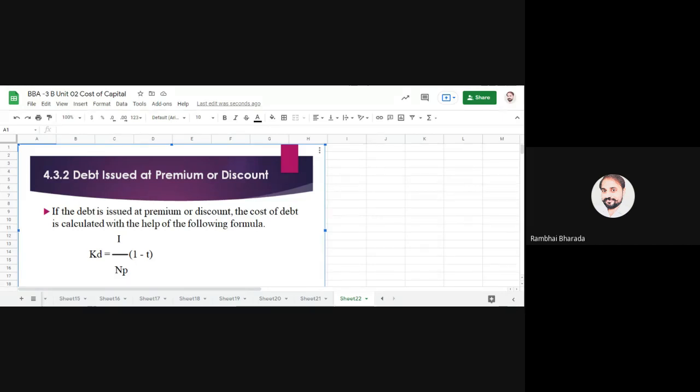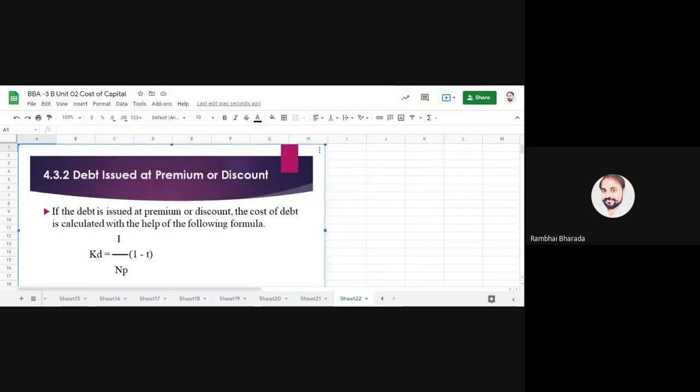Now just look at the formula. KD is equal to I divided by NP in a bracket 1 minus T. If you remember the formula of cost of equity capital as per the dividend approach or cost of preference capital, irredeemable specifically, you will find the same formula. In KE it is D divided by NP. In KP, PD upon NP. So it means NP remains same for all the calculations.